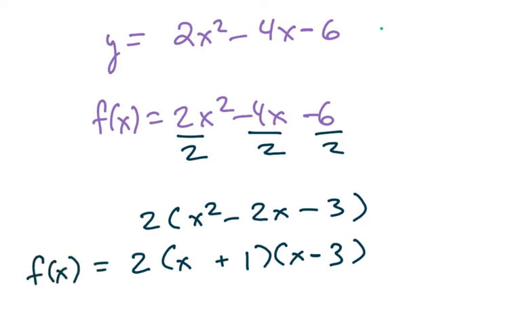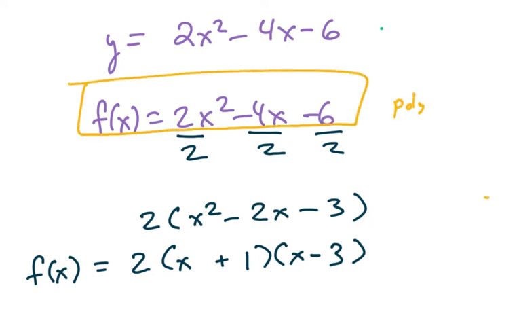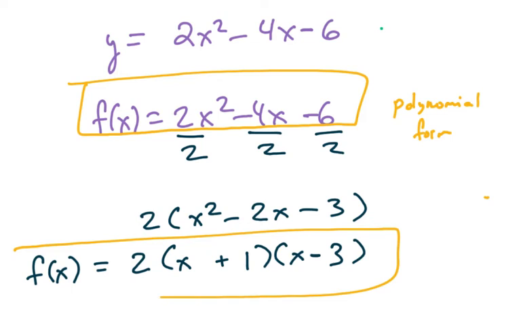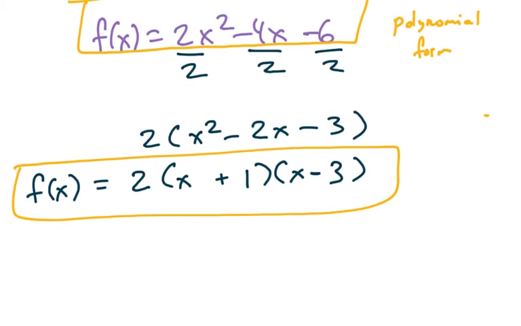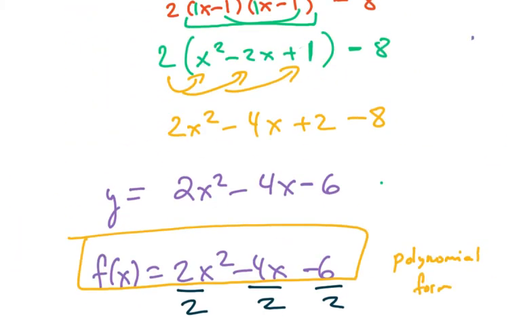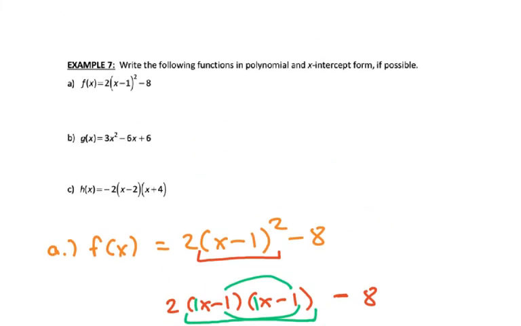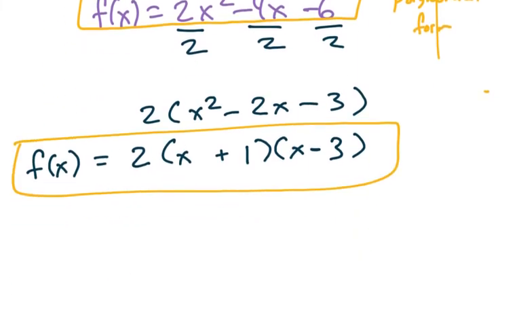So again, this part right here is polynomial form. And this right here is, what do they call it? X-intercept form? I think that's the exact verbiage here. X-intercept form, yeah.